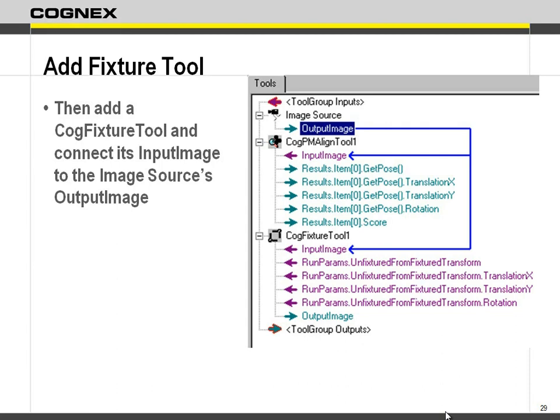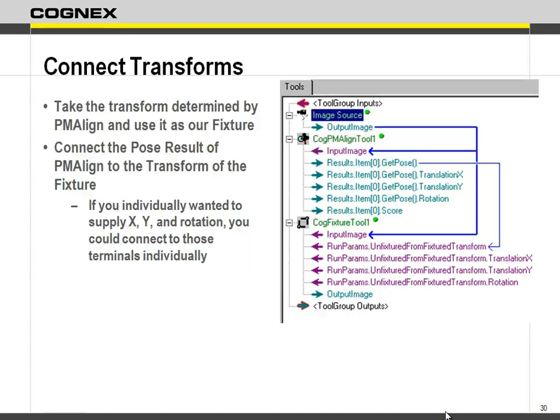So they're like, yeah, we see the image, I understand the transform coming in, I understand the pixels coming in. Then what I want to do is I want to take the pose from it, and it will take whatever the first pose, so the highest score. I'm going to take the pose and feed it right to the transform. So it's going to take that X, Y, and rotation from my PatMax tool and feed it right into the fixture tool. So as my part rotates, the fixture tool will rotate accordingly to it.